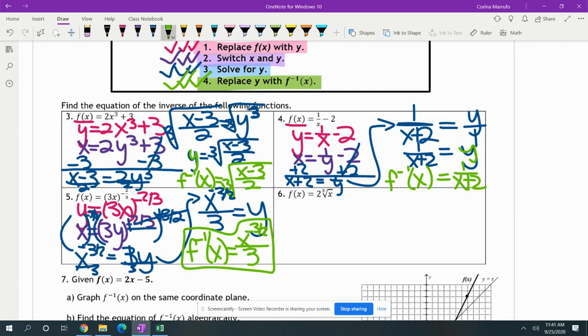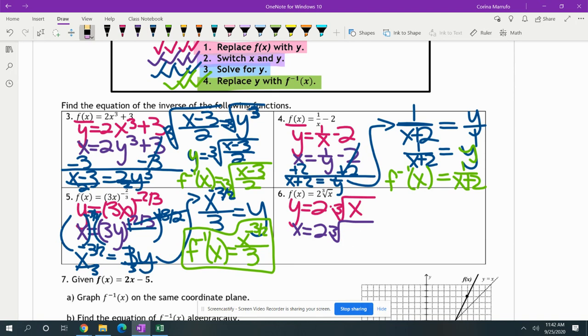All right, number 6. We do the exact same thing. Step 1, replace f of x with y. So y equals 2 times the cube root of x. All right. Step 2, switch x and y. So this is going to be x equals 2 times the cube root of x. Then we are going to start solving for y.